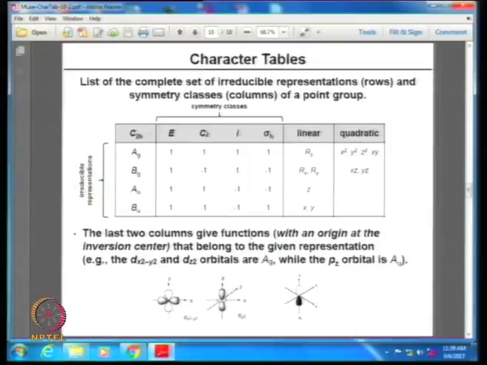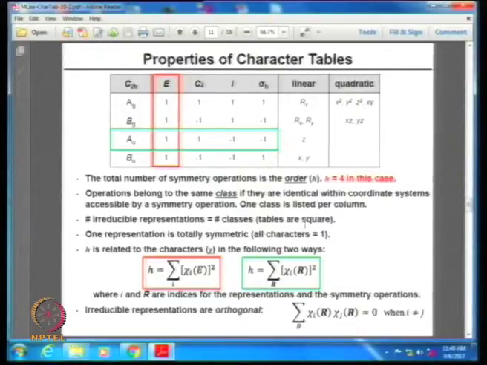So, the last two columns give functions with origins at the inversion center that belong to the given representation. So, for example, this is some typo, actually it means the d orbitals, x squared minus y squared and dz squared orbitals are Ag, and the pz orbital belongs to Au. So this is p and these are higher level, the d. Okay.